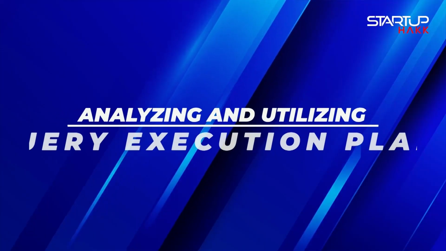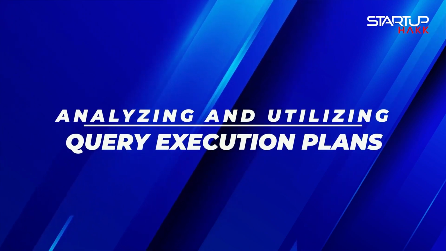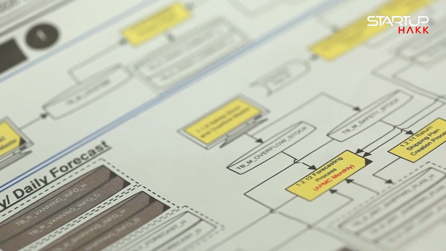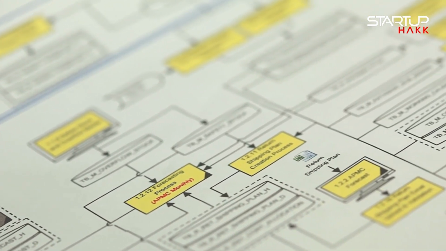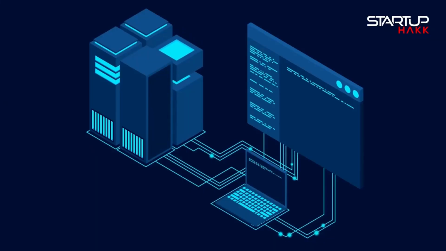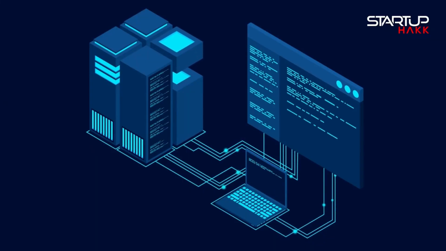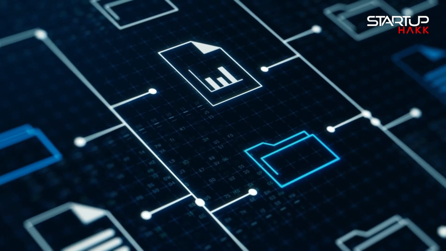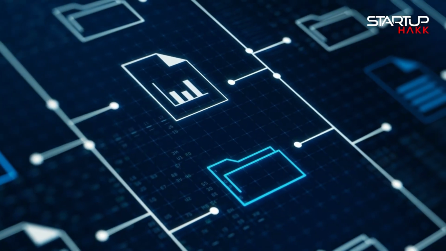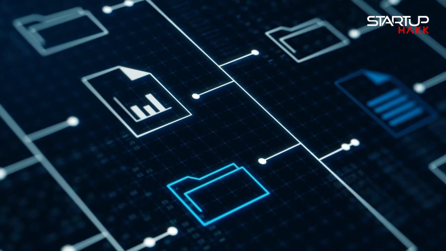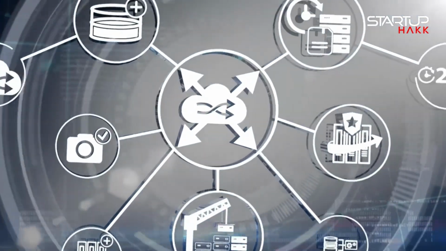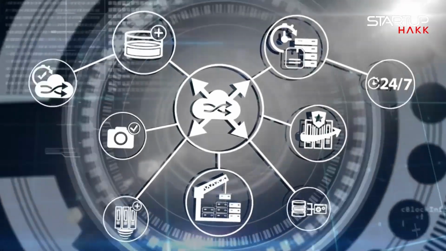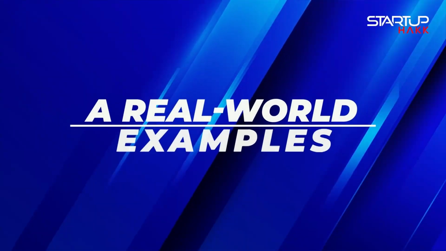So let's talk about analyzing and utilizing query execution plans. Query execution plans are detailed roadmaps of how the database engine executes the query. Understanding these plans is vital for optimization. Most database systems can generate a query execution plan, which shows the step-by-step process of how the query will be executed, including which indexes will be used. You can read these execution plans, and they'll help you identify bottlenecks such as full table scans or inefficient joins.